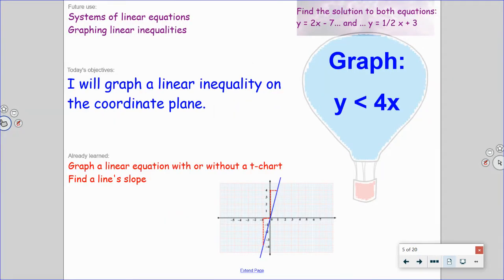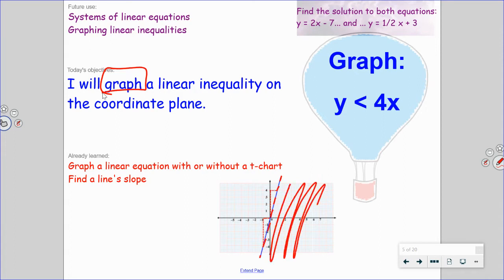All right, ladies and gents. Focus for today. Action word is to graph. We're going to graph a linear inequality and the solutions for that linear inequality on the coordinate plane. Now, I'm going to tie this into a couple things. First of all, we have graphed lines before. Now we're going to learn how to graph a linear inequality and point out all the solutions.